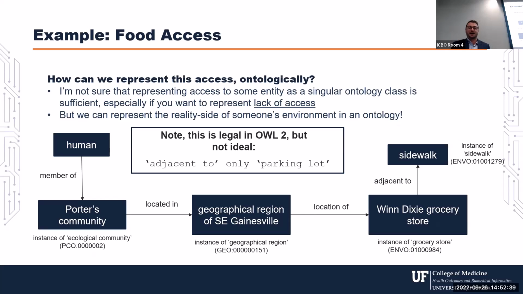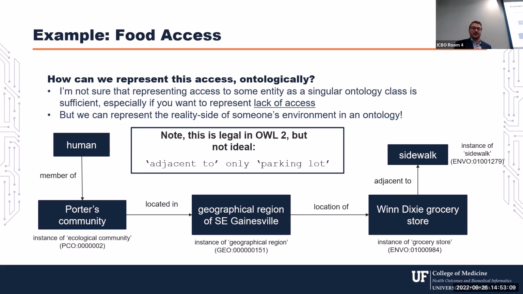Now, another thing I actually played around with was certain types of object property assertions. So for example, you could theoretically say that the Winn-Dixie grocery store is adjacent to only a parking lot, to say that it is not adjacent to a sidewalk. But this is not ideal because it prevents you from saying that it's adjacent to anything else that you might want to assert that it's adjacent to.